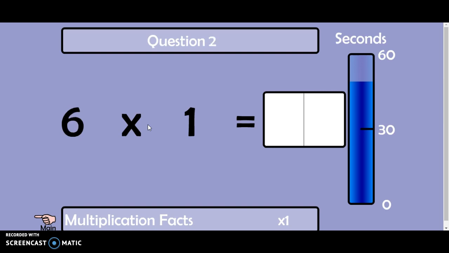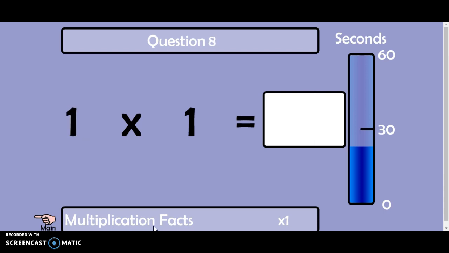So when you see the number 1 with the other number, don't care about the number 1 when you're doing the 1 times table. Just care about the number that's not 1, and then just answer that question. And if you see 0, anything times 0 is 0.